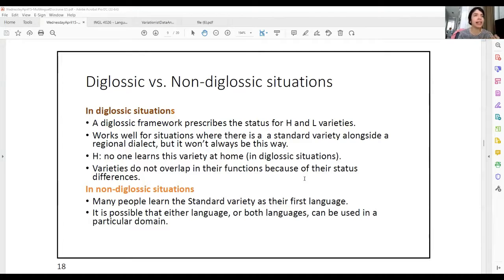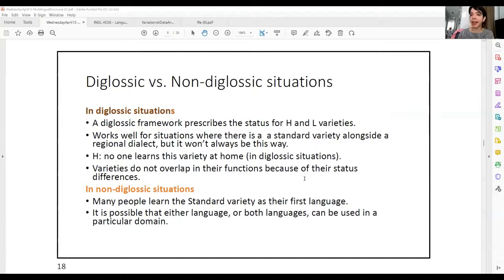So a high variety tends to be a language that no one uses at home. You weren't brought up from birth using this language, versus a low variety, you were brought up from birth with this language. It's the language of the home, of intimate relations. So functions for these different ways of speaking and languages do not overlap because their status or their perceived status is different. So we won't find, for instance, a low variety language in a high variety situation, like in the legal courtroom, in a court case, or in school and education.